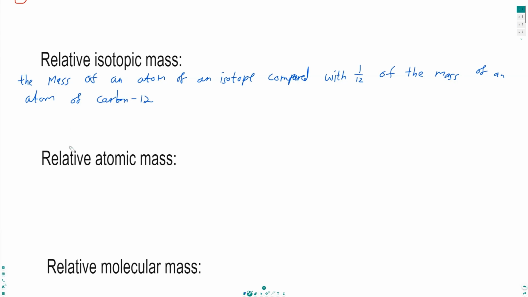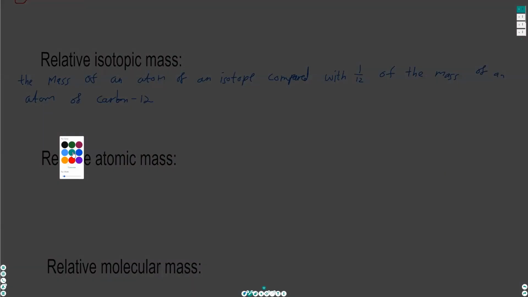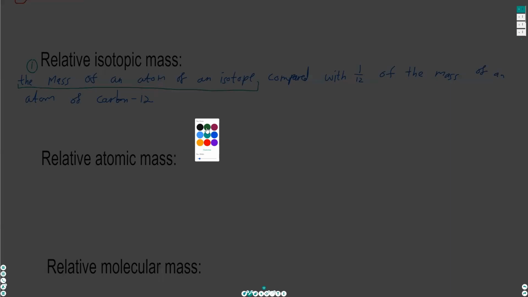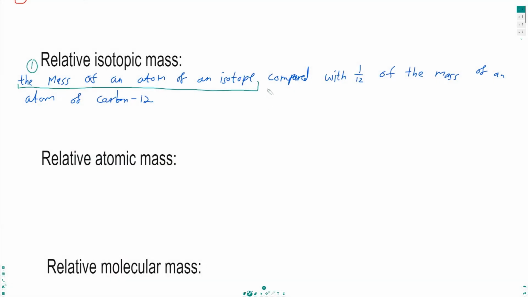Now, I'll show you where the marks are. I'm going to use the light green to denote each mark. You get 1 mark here for the mass of an atom of an isotope. The second mark, I'll denote in the darker green: you have to say it's compared with 1/12. That is a separate mark. The third mark is the mass of an atom of carbon 12.